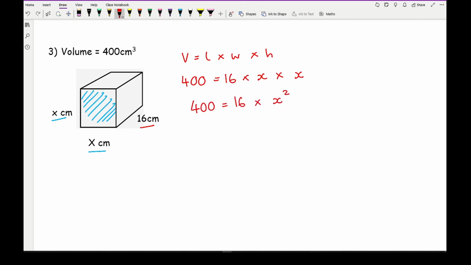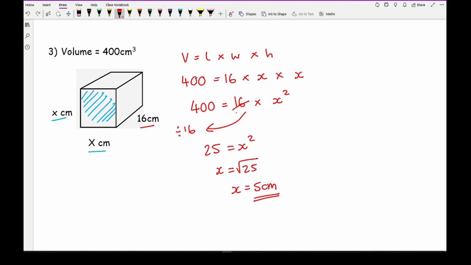Now here I want to get x by itself, so the first thing I need to do is get rid of this 16. The opposite of multiplying by 16 is to divide by 16. So 400 divided by 16 gives me an answer of 25. So x squared equals 25. Now I want to get x by itself, so I need to get rid of this square. How do I get rid of the square? By square root. And so the square root of 25 gives me a final answer of 5 centimeters.